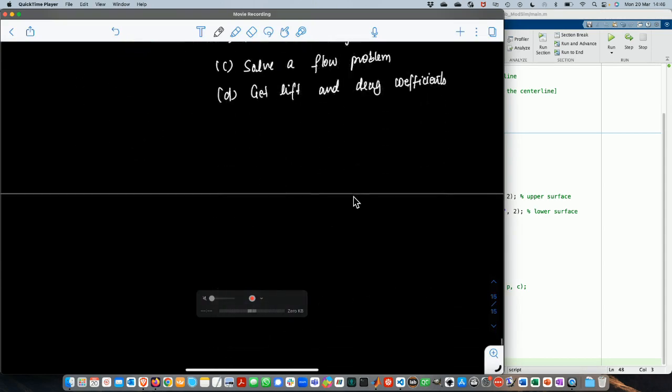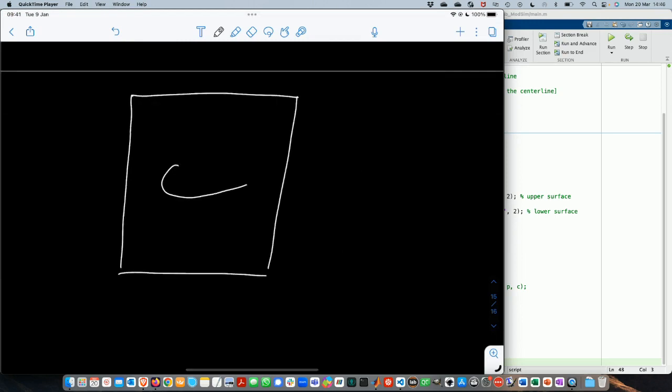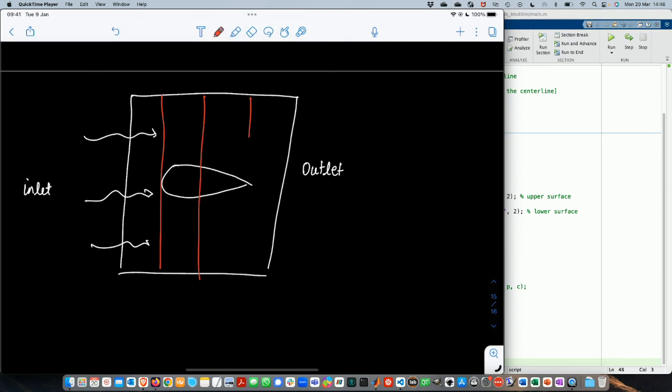So let me just try to draw that as an image so that we kind of remember what we did. We said we have a box, and this is what we are doing in the lab as well. We have an airfoil, and then we have something flowing, right? So there's an inlet, and there's an outlet. Okay, so we said we're doing finite difference method. We said we're going to divide this into, let's say, regular grids. So this is one of the shortcomings of the finite difference method: you cannot have an irregular grid. You have to divide it into regular parts.